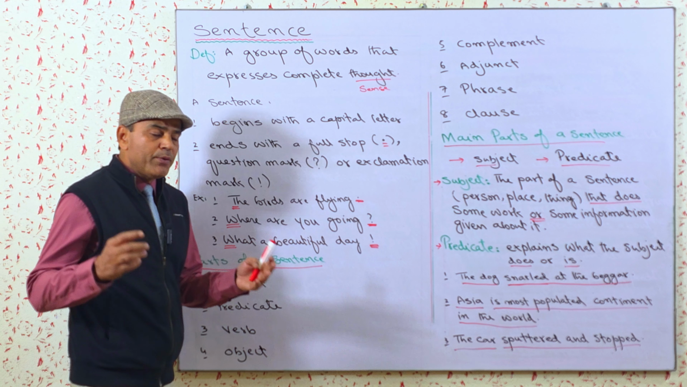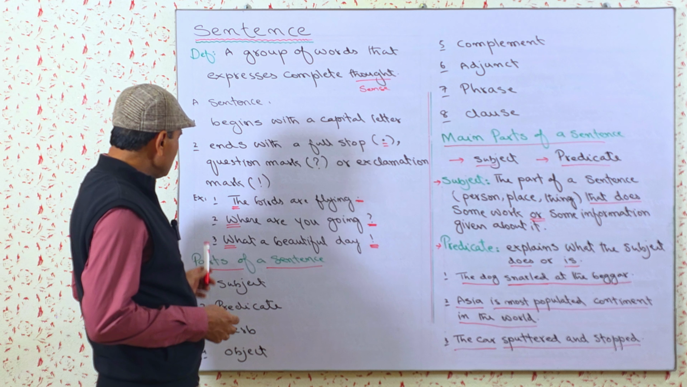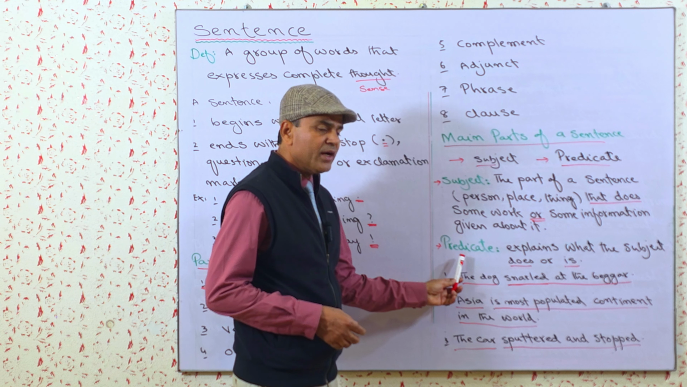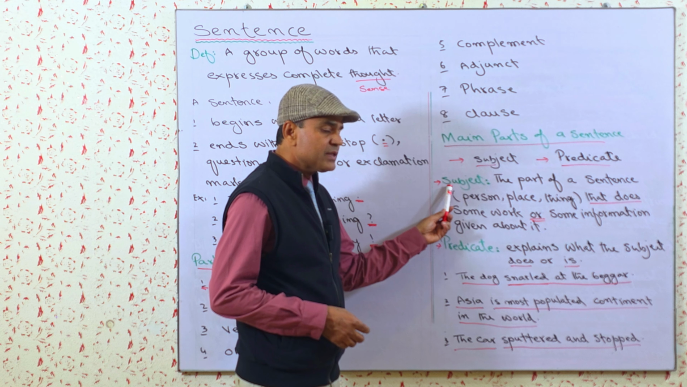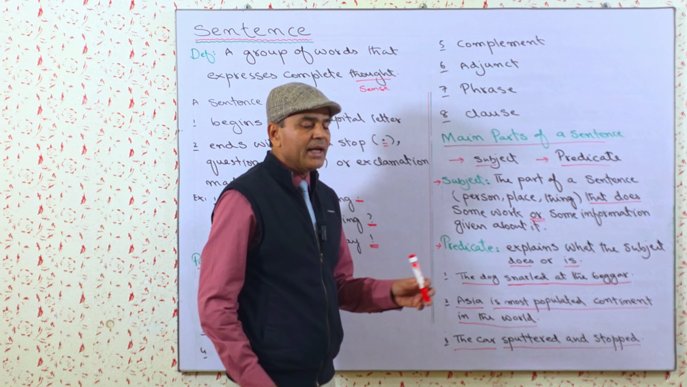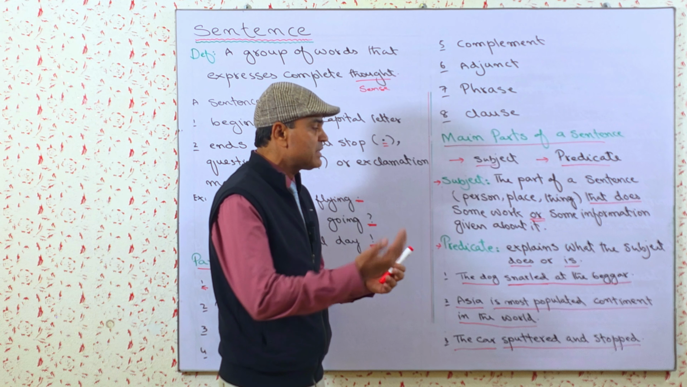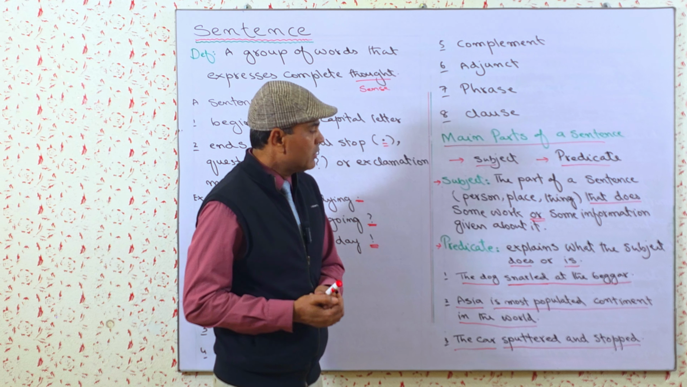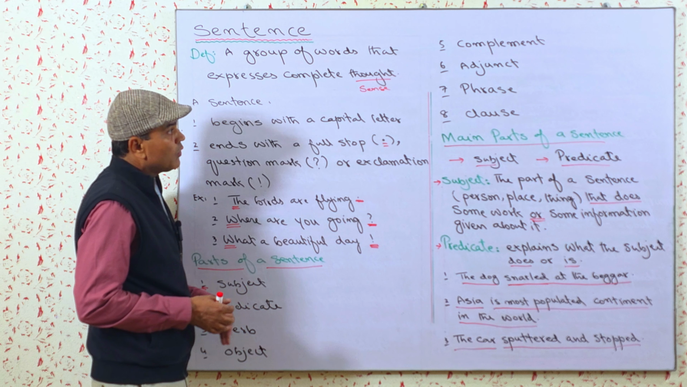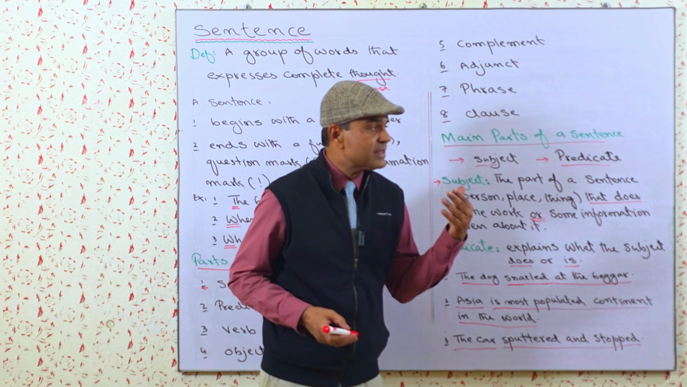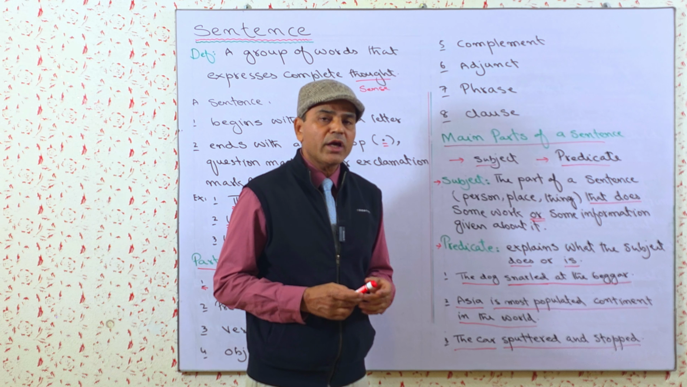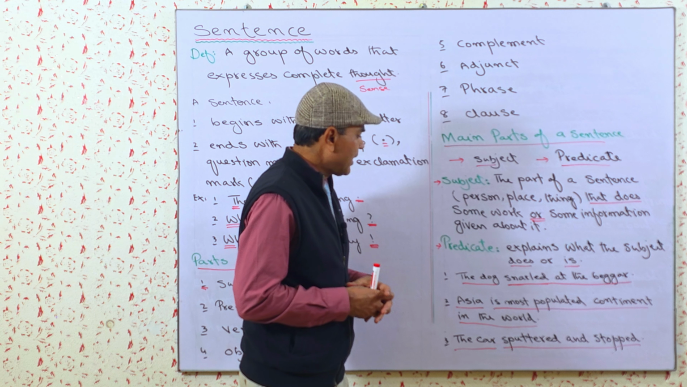So in brief, the two major parts of a sentence are subject and predicate. Subject is the doer of the work or some information is given about it, and predicate is the part of the sentence that gives information about the subject. And predicate has different parts. What is their function? What is the difference between them? We will be talking about them in our upcoming lectures.